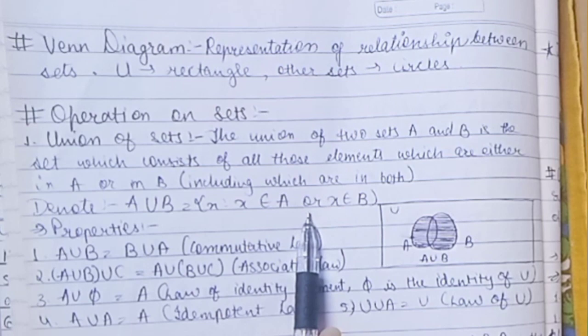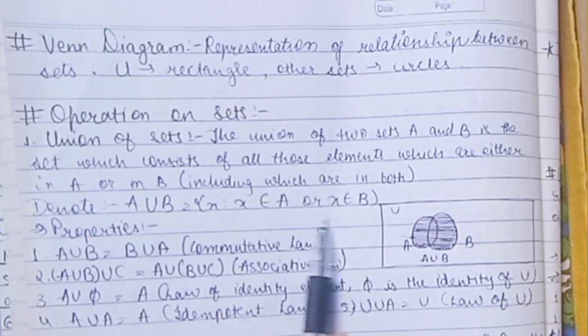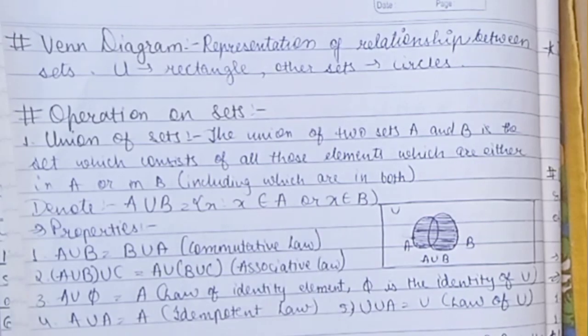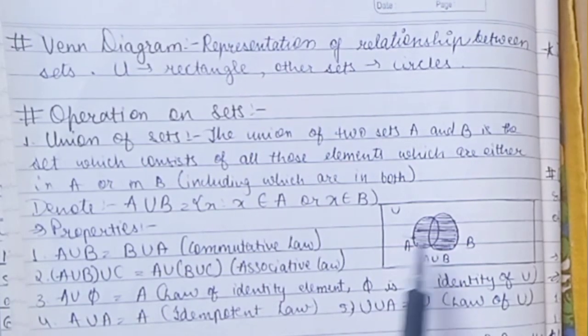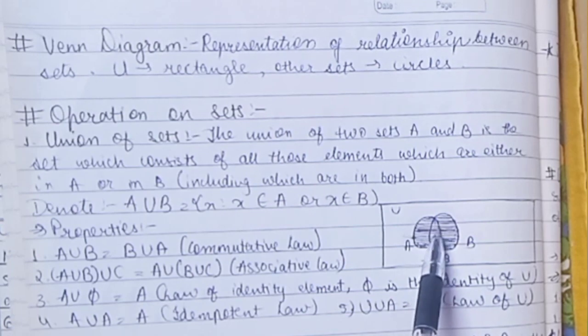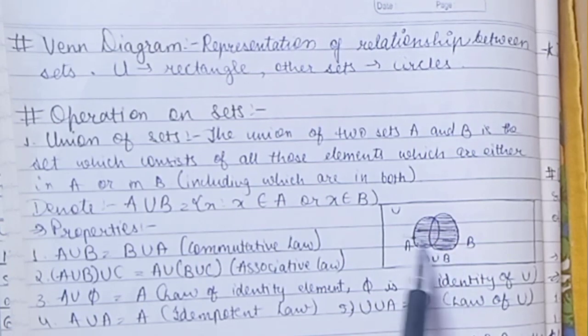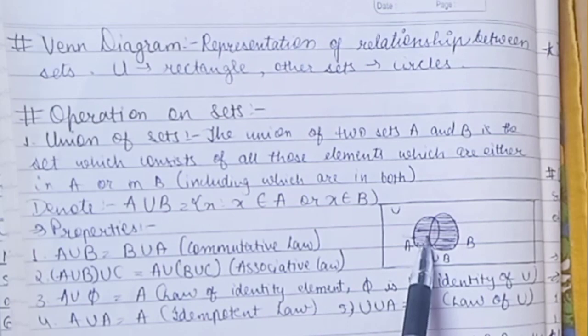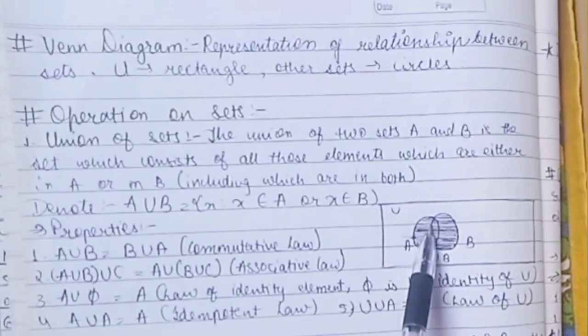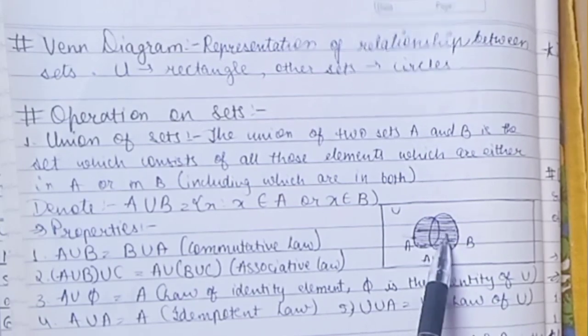Here we have to pay some attention to this OR. This will help us in probability. So all the elements in A or B, including the elements which are in both, is A union B. This shaded area is A union B. This rectangle is the universal set. This set is A and this set is B.